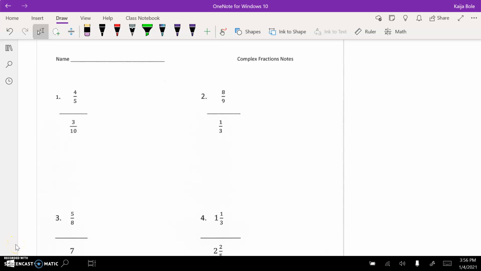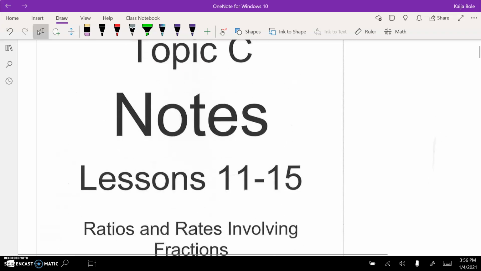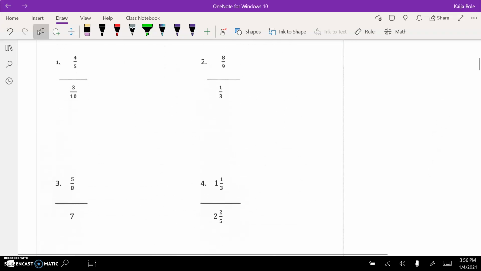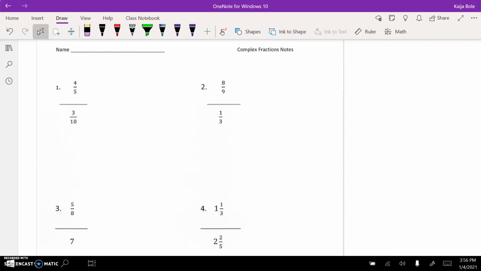Here we are on the notes for complex fractions. You should be in your new note packet, Unit 1, Topic C. Very short today, but just a really helpful tool to have in your math toolbox. So the goal of the day is that we are looking for least common multiples, or LCM, of the denominators of these fractions.